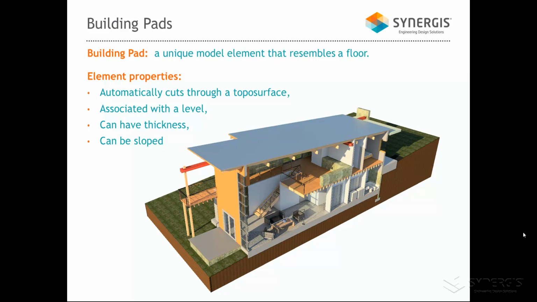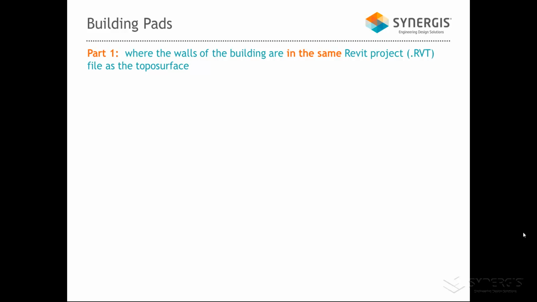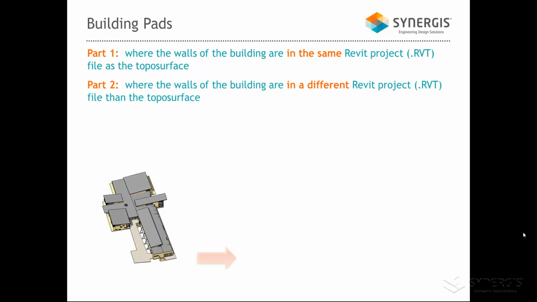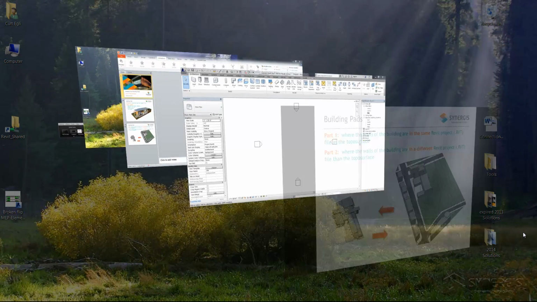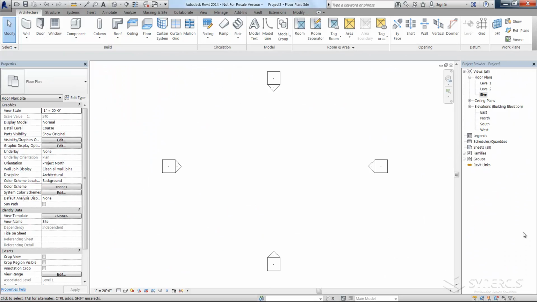So today we're going to talk about building pads, which automatically cut through topo surfaces in Revit, the way that a basement passes beyond the surface of the ground. I'm going to do this in two parts. First video here, we'll go over the simplest one, where the building walls are in the same project as the topo surface. And then I'll make another video that's part two, where there's a Revit project that is linked to the topo surface. So let's go ahead and give that a try then.